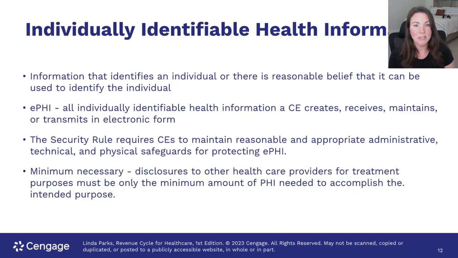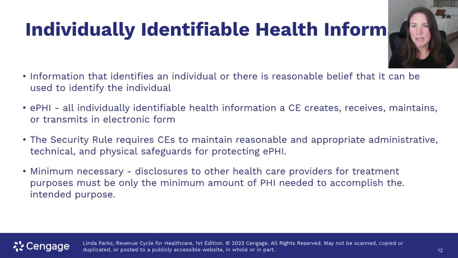Administrative meaning making sure all staff are properly trained, all of the policies and procedures are in place and updated regularly. Physical would be physically protecting the computers and the workstations and having security devices to get into certain areas, like where they have to badge in. And then technical safeguards make sure only the people that need to access PHI can do so, that ePHI is transmitted safely over the network, etc.